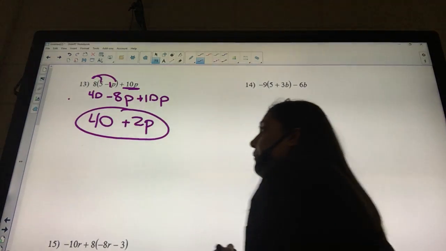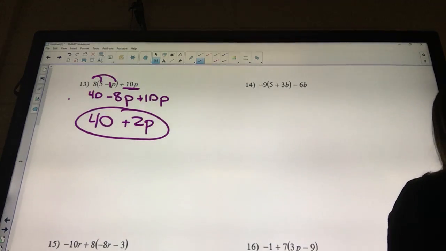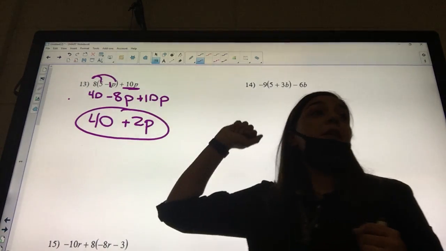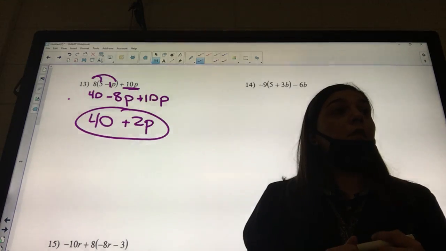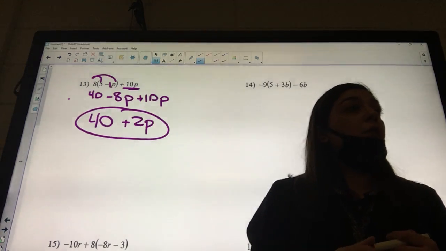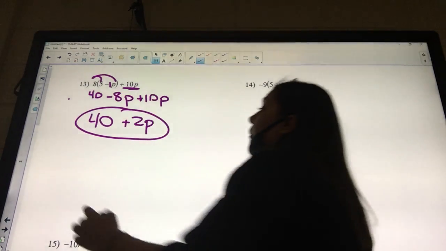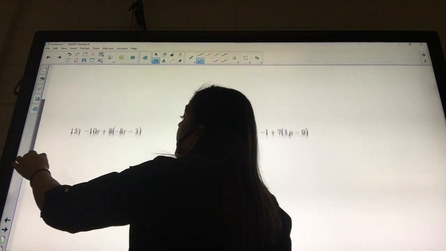I thought we added those. Wait, did we add it? Did we add it? You tell me, what is 8p plus 10p? How would I know when to add them? You're always adding. Negative 8p plus 10p. Oh, 2p. I didn't see the negative 8. I thought it was red. Oh, my bad.